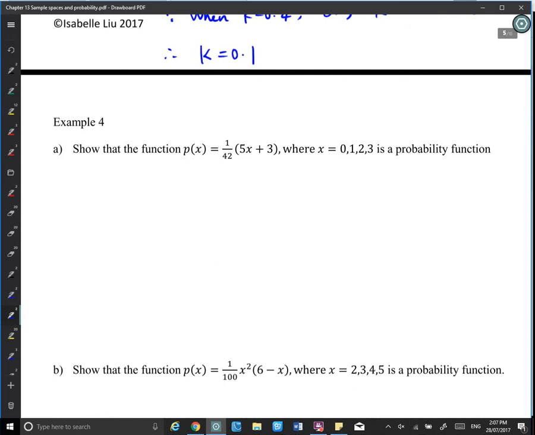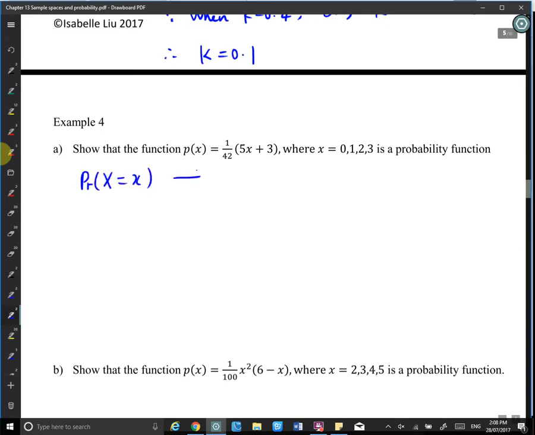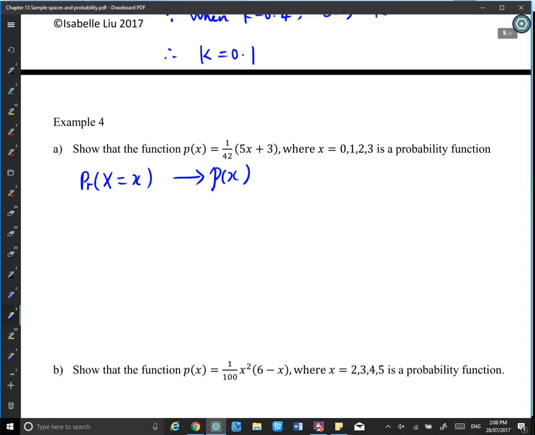I want to show you one example for the function. Okay, how do we show that it is a probability function? Show that p(x) equals (5x plus 3) on 42, where x is 0, 1, 2, 3, is a probability function. Okay, Pr(X equals x) is equivalent to lowercase p(x). They are the same thing. P of capital X equals lowercase x is the same as lowercase p(x).